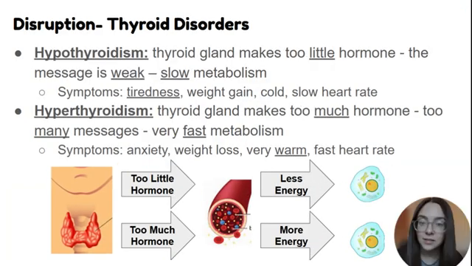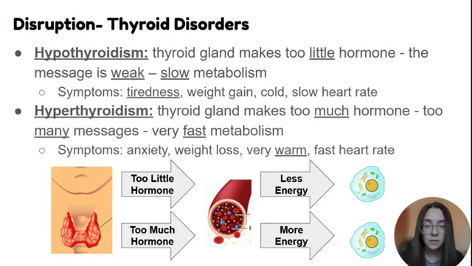What about a disruption with this communication system? So there's a couple different thyroid disorders. One is hypothyroidism. This is when the thyroid gland makes too little hormone. And so the message that is sent is weak. It's like bad signal, not good reception. And this means that you're going to have a slow metabolism.